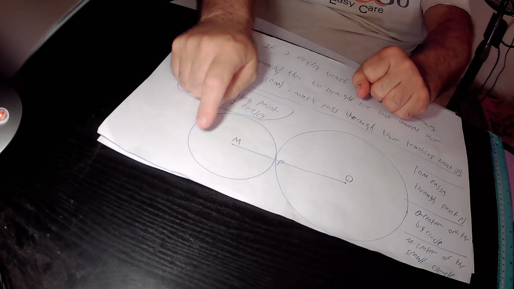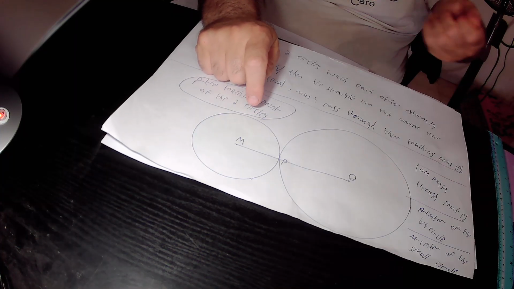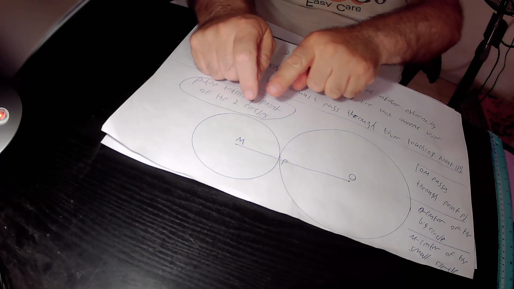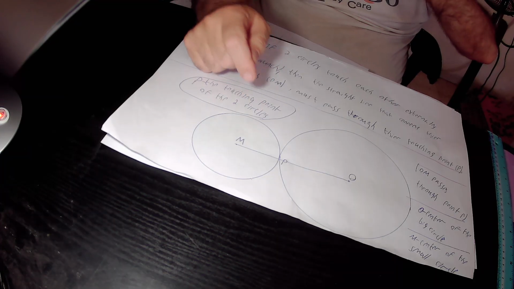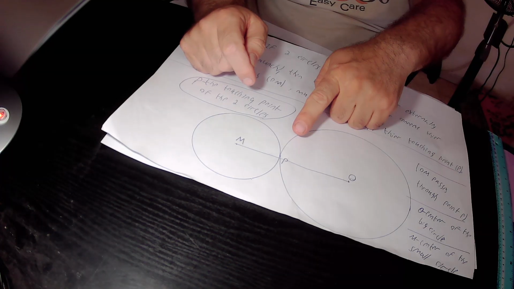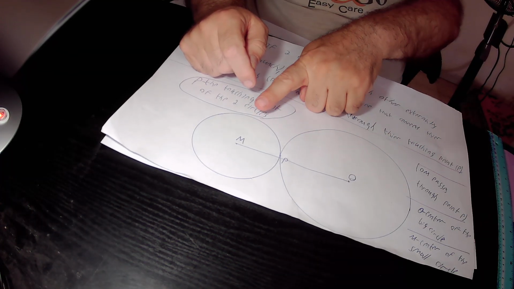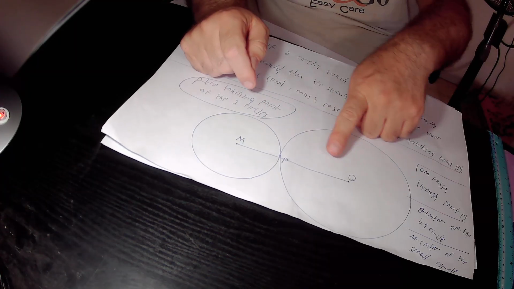The center of this small circle is at point M. The center of this big circle is at point O. And the straight line that connects their centers together is of course the straight line MO. According to rule 10, the straight line MO must pass through point P, that is their touching point. Or MPO is one straight line.